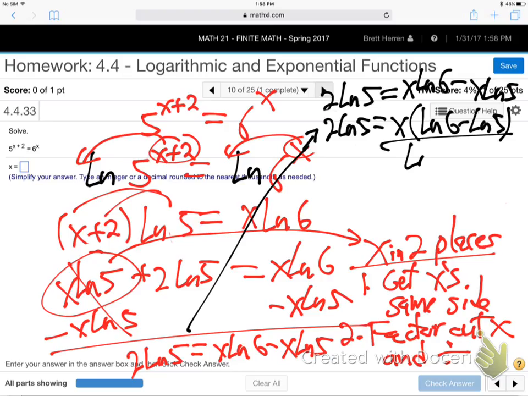Ln 6 minus ln 5. Ln 6 minus ln 5. Boom, x is alone. We did it. We isolated x. So that's how you do it. When you get the x in two places like that, you get them on the same side, factor out x, and divide.